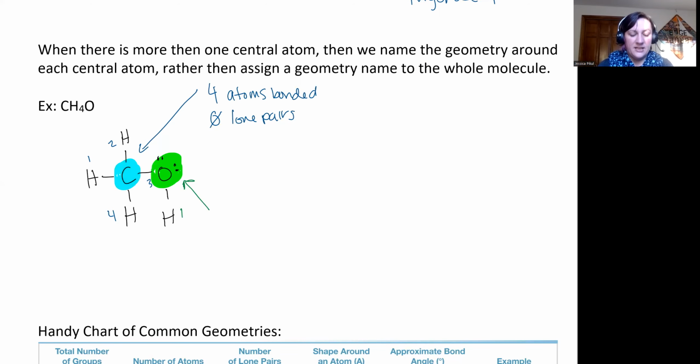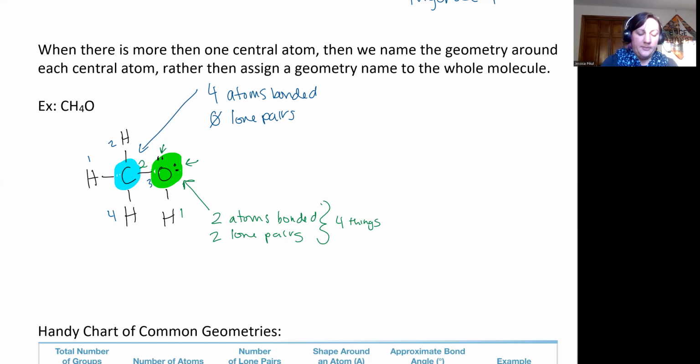But it counts too, because as we move through this process, to know the geometry around the oxygen, we have to look at everything that is sharing electrons with it. So this carbon counts as well. So there's 2 atoms bonded. And we have 1, 2 lone pairs. So both of these have 4 things around the central atom.